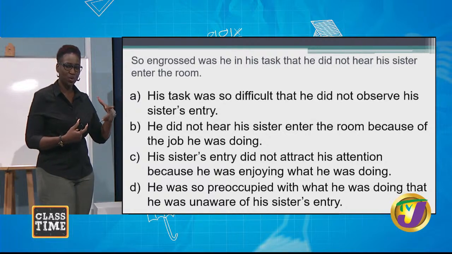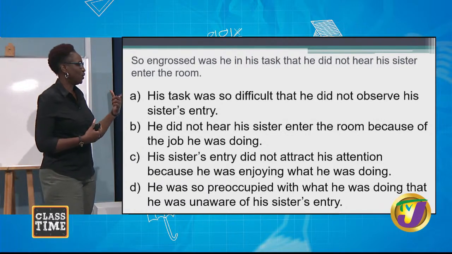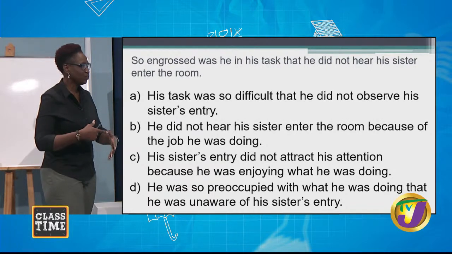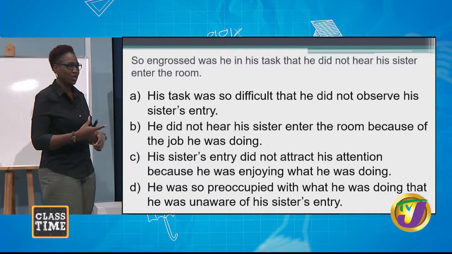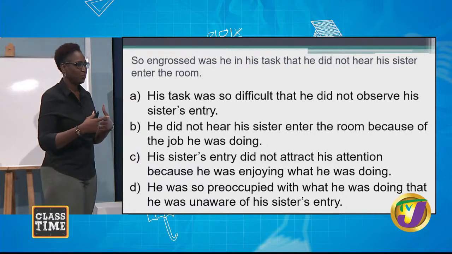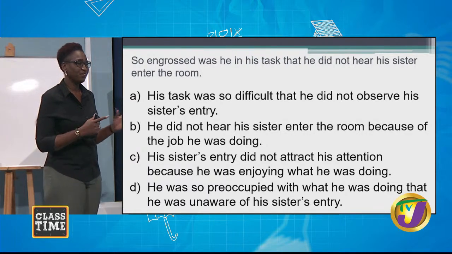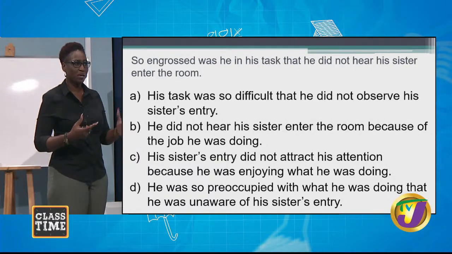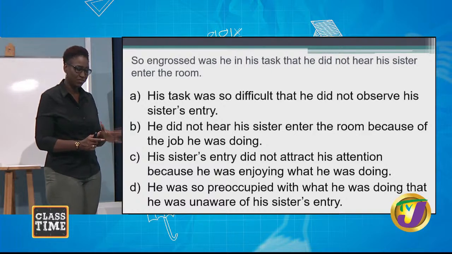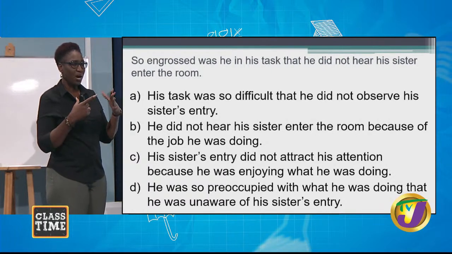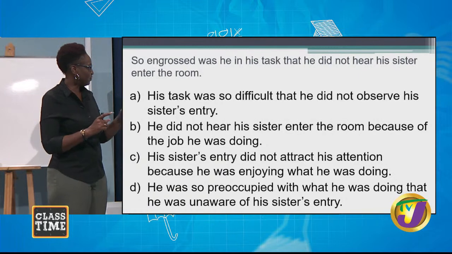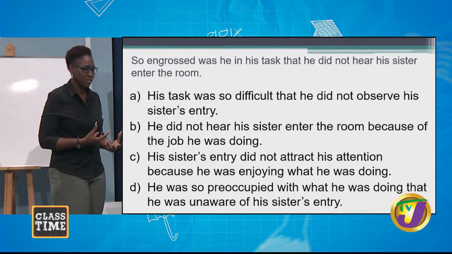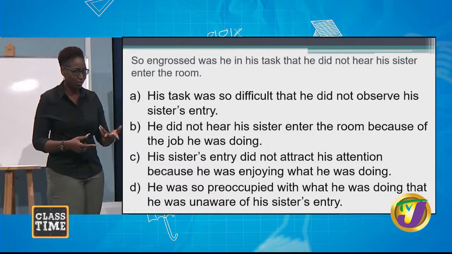Now, in order to figure out which of these is the right option to choose, you have to know the meaning of the word engrossed. When you are engrossed in something, what are you? You're focusing on it completely. You're completely, I wouldn't say distracted by it, but you are free from being distracted from anything else. When you're engrossed in something, you're giving it your utmost attention, you're looking closely at it, you are absorbed in it, you are engrossed.